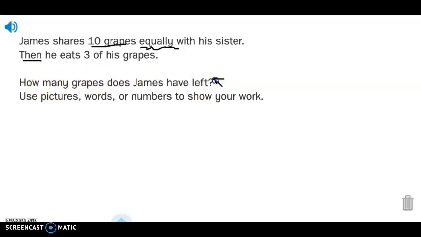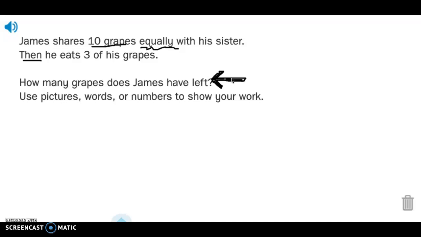But it asks how many grapes does James have left? This is the ultimate problem we want to solve, but we're going to have to use 2 steps to figure it out. I want you to put me on pause, figure this out on your own, and then unpause me and we'll go through it together when you have it completed. Go ahead.